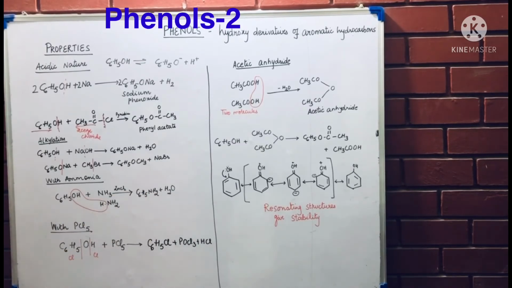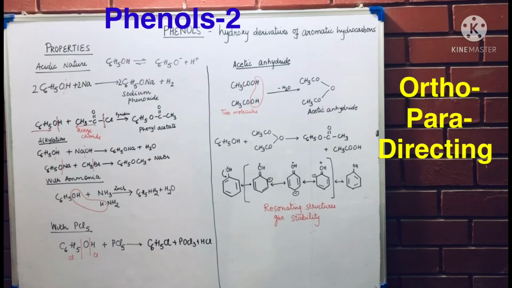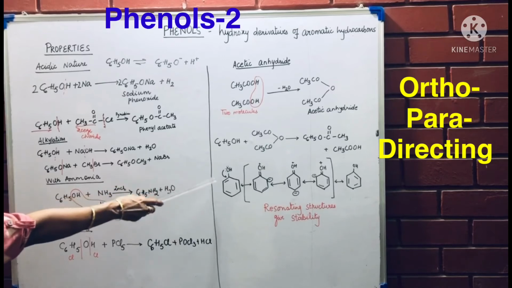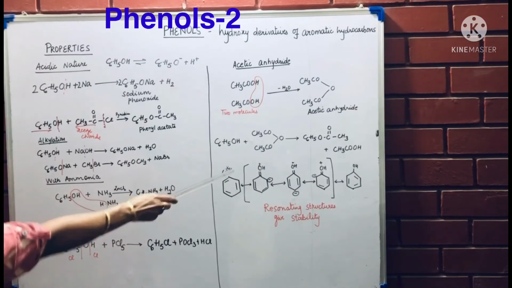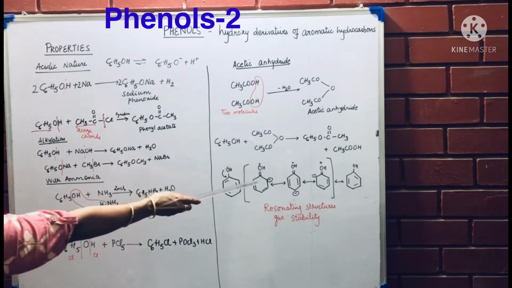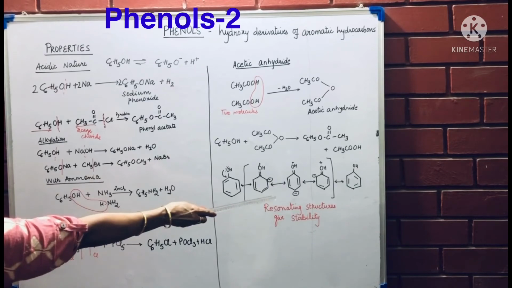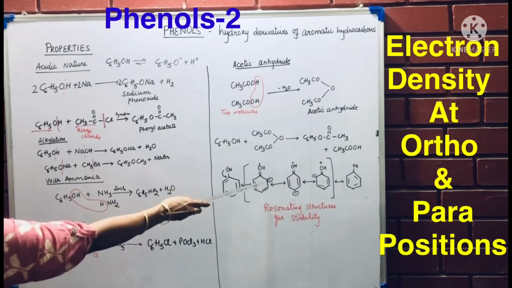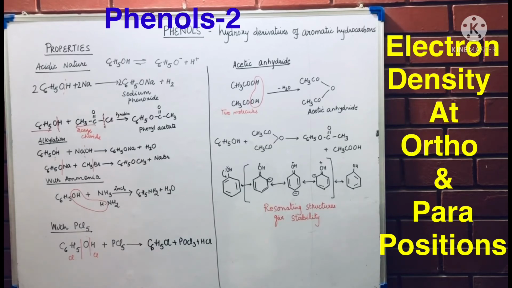Below are resonating structures. Phenol is an ortho-para-directing group, exactly like we were making these structures for chlorobenzene, exactly in the same way we will make. The only thing you need to remember is that phenol gives electrons to the ring, itself becomes a double bond. So remember that there is a double bond at this place, and at the ortho position electron density, then para position, then again ortho position, ortho, para, ortho. So at three places electron density increases.